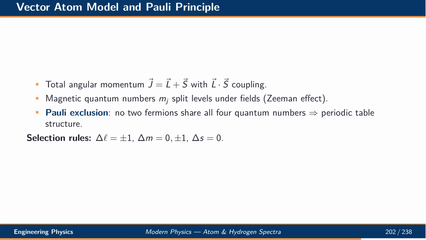The vector atom model adds spin to orbital angular momentum through LS coupling, giving total angular momentum J. Magnetic quantum numbers split levels in magnetic fields, producing the Zeeman effect. The Pauli exclusion principle states that no two fermions can share all four quantum numbers, and this principle is responsible for the structure of the periodic table. Allowed transitions follow selection rules involving changes in orbital quantum number, magnetic quantum number, and spin.